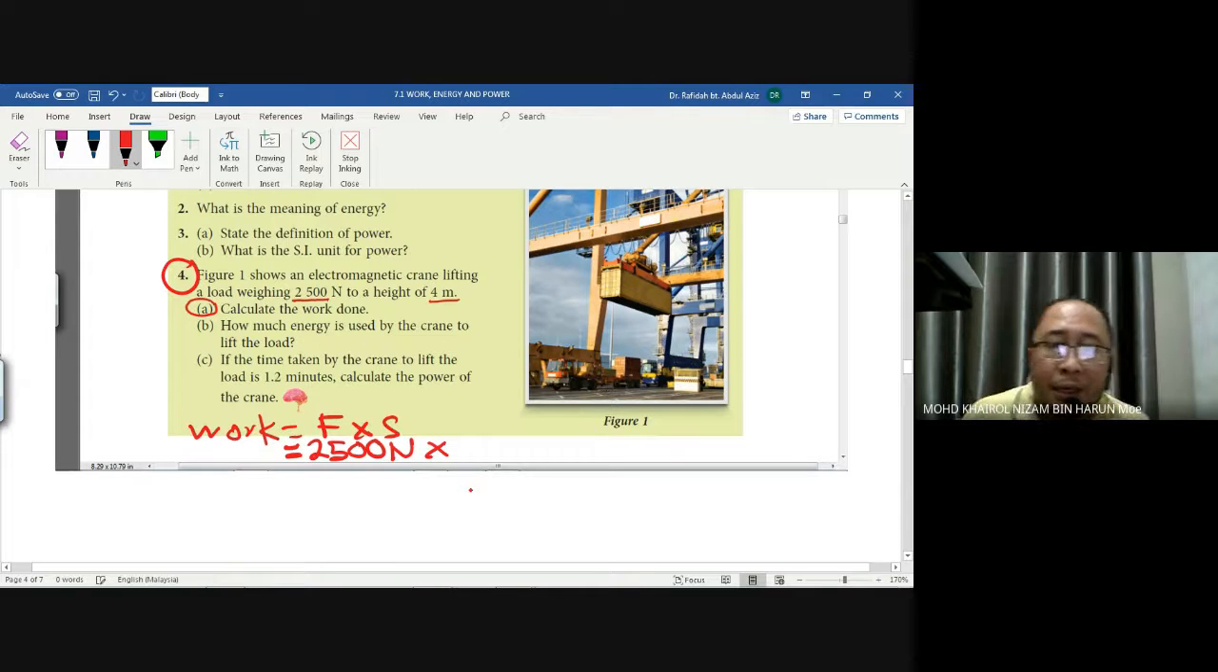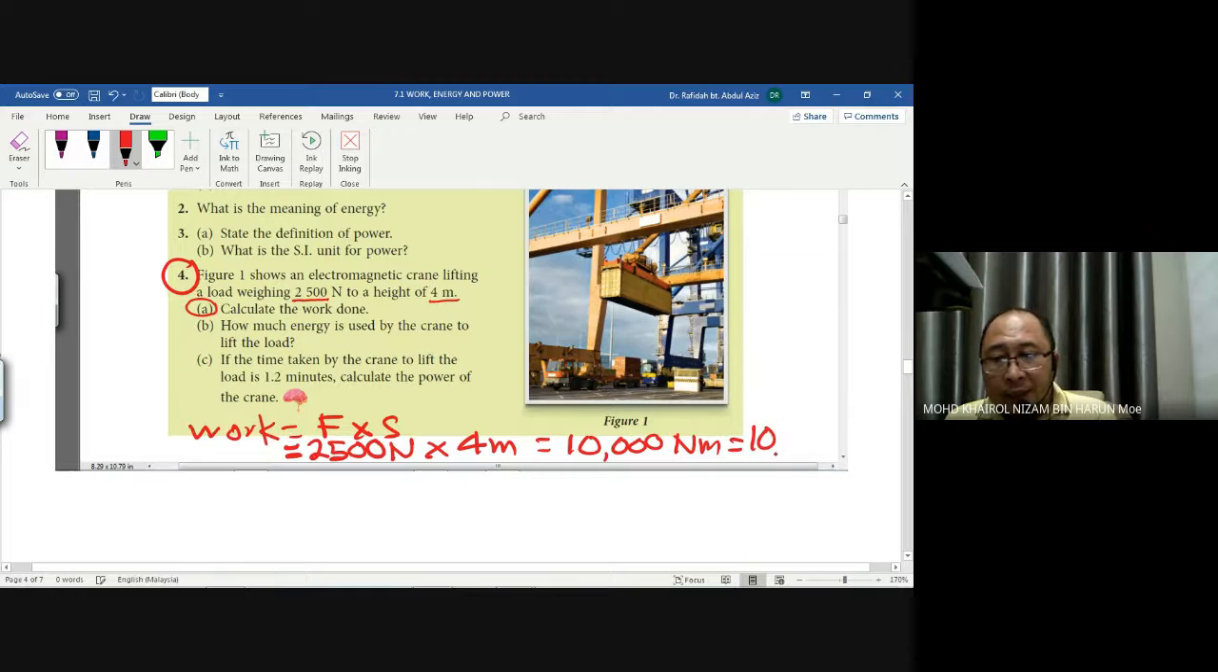Hanya ambil daripada berat objek tersebut. Times 4 meter. So we will get 10,000 Newton meter, or 10,000 joule. So Newton meter is equal to joule. So you must remember that.